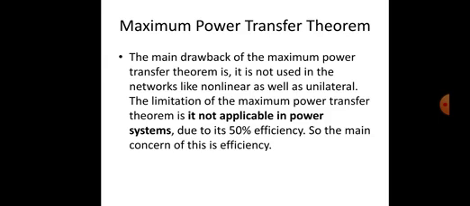Just like DC circuits, AC circuits work under the maximum power transfer theorem, but in contrast to DC circuits, resistance is swapped with impedance in AC electric circuits. The maximum power transfer formula: when RTH equals RL, then P maximum equals VTH squared divided by 4 RTH.